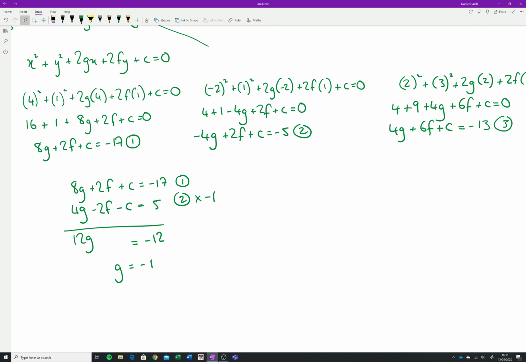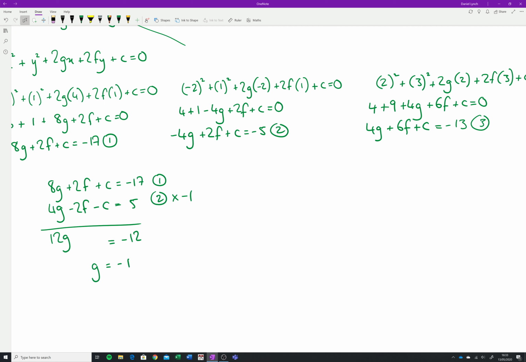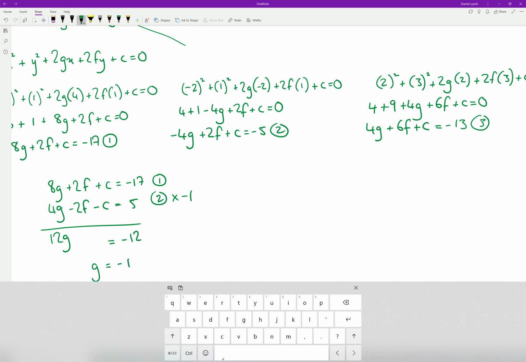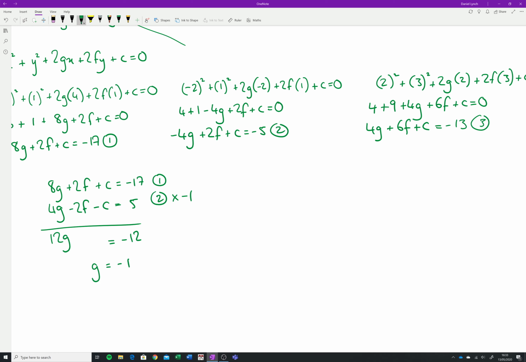Okay, so far so good. With that piece of knowledge, you can just sub it in to any of the 2 and go from there. So we'll do 2 and 3 there. If g is minus 1, we have minus 4 times minus 1 plus 2f plus c is equal to minus 5. So we get 4 plus 2f plus c is equal to minus 5. We get 2f plus c is equal to minus 9.